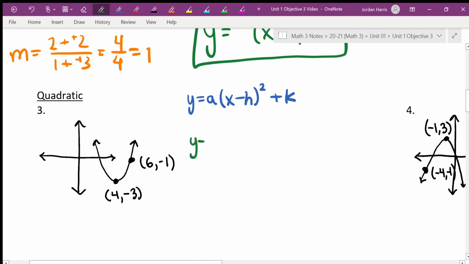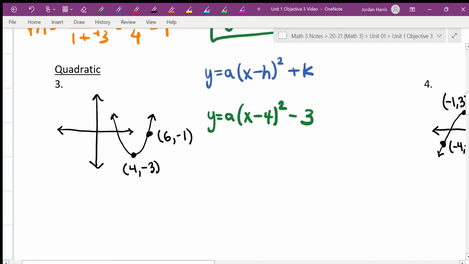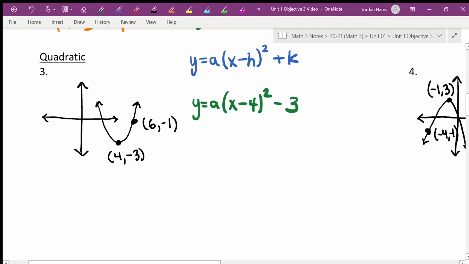So that'd be y equals a(x minus 4). That gives me right 4. Minus 3 gives me down 3. And make sure you have the correct form. Quadratics need the squared, basically. Okay, to find a, unfortunately, just like the last time we did this, we have to plug in. We never use our key point, right? Our key point gives us our shift. We have to have a second point. That second point, the non-key point, is what we plug in.